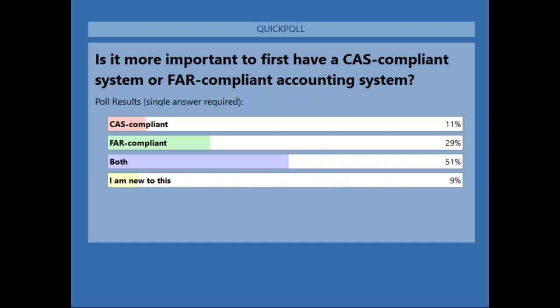Hi, this is Paul Calabres. It looks like everybody chose FAR compliant, or a good part of you did, and that's the answer. Before we establish any kind of system, we need to be FAR compliant first. We need to follow the FAR. In fact, many of the CAS standards are included in the FAR. So we just wanted to bring this to your attention. Thank you.